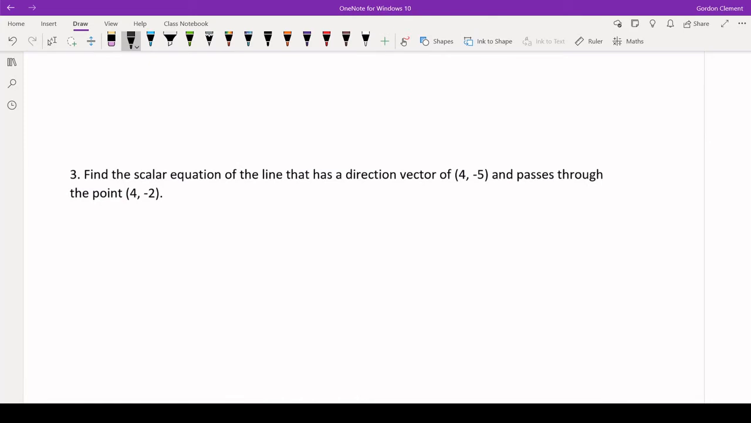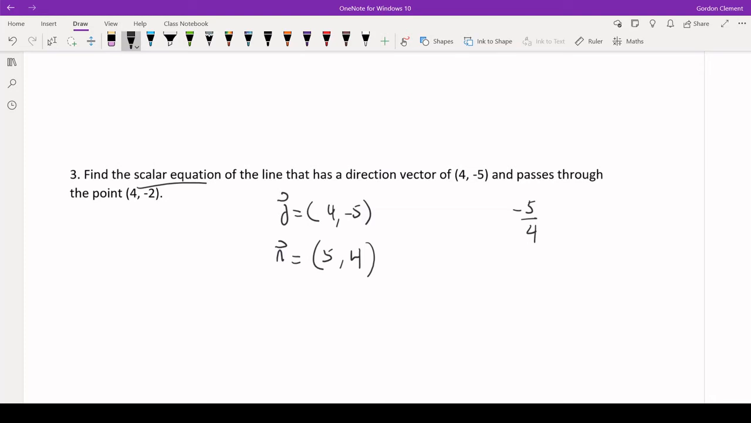Okay, so find the scalar equation of a line that has a direction vector. So the direction vector is 4, -5, and we're trying to find the scalar equation. So we're trying to get that normal vector. We want a vector that's perpendicular to the line to make the scalar equation. So the quick way to do that is you switch, it's the same kind of idea as negative reciprocal. So this as a slope would translate to that.